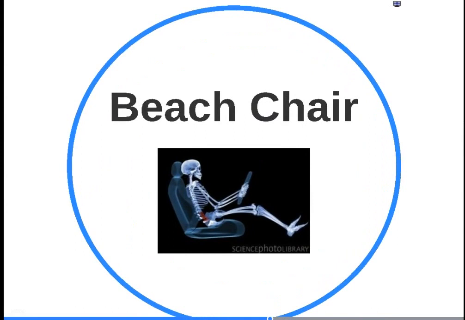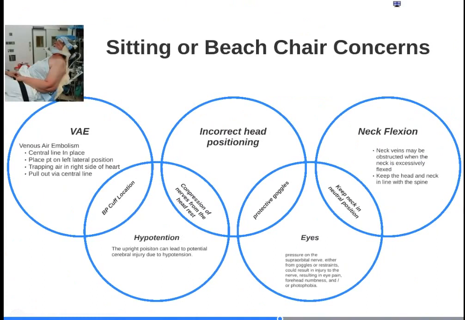All right, we're going to move forward to our beach chair position. Beach chair is also known as Fowler's position. And there are several peripheral nerve injuries that can happen here. And there's lots of other concerns that I do feel warrant us touching on them.